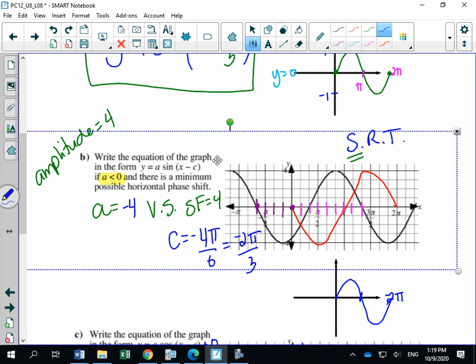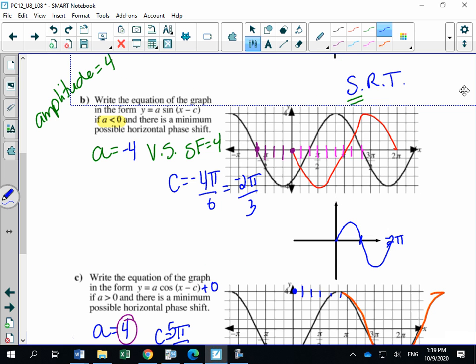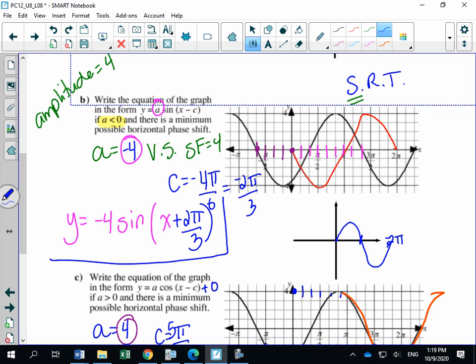So how you would write that equation is y is equal to the A value, which is -4 because it's a reflection, sine x. I want c to be negative 2 pi over 3. So I say x plus 2 pi over 3. And that would be your graph after it undergoes a stretch, a reflection, and then a translation.